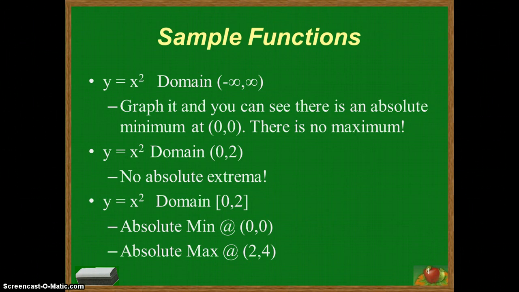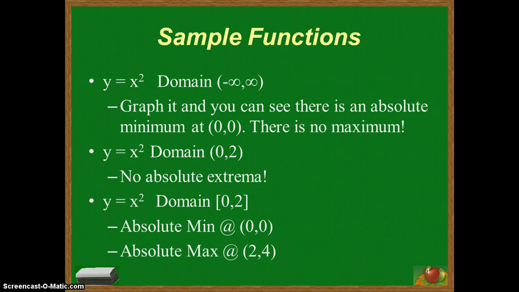Let's look at a simple function, parabola, y equals x squared. Normally, its domain would be all real numbers or negative infinity to infinity. Graph it, and you could see that there is an absolute minimum at (0, 0). There is no maximum because there are no endpoints here.